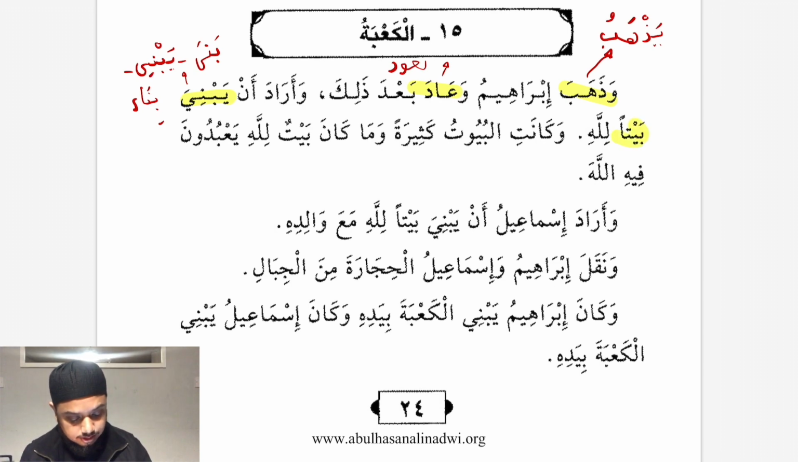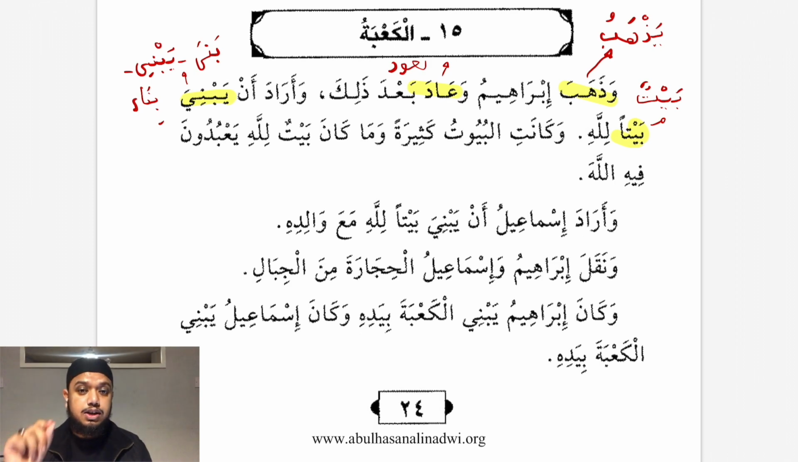بيتا means a house. بيت means house. And لله for Allah كريم عز وجل, dedicated to Allah. The verb يبني has a fatha on it because it's mansoob due to the an before it. And baytan is also mansoob because it's the maf'ul bihi, it's the object of the verb yabni. Ibrahim alayhi salatu wasalam wanted to build a house. House, bayt, is the object, and that's why it is mansoob.